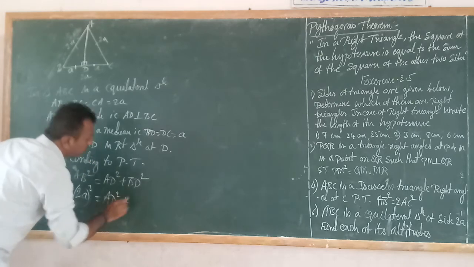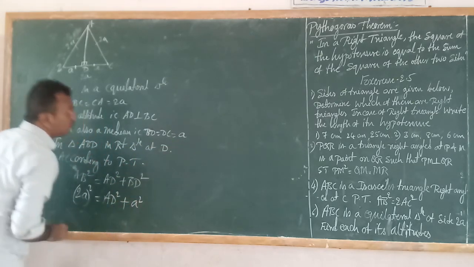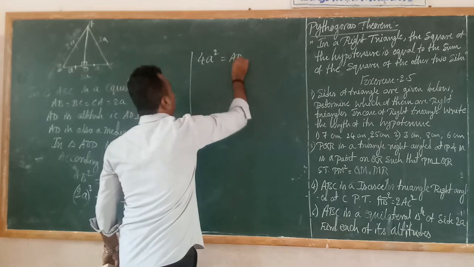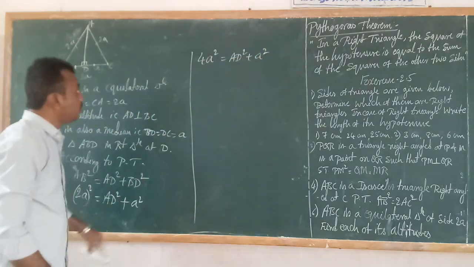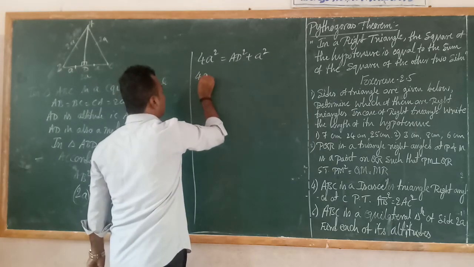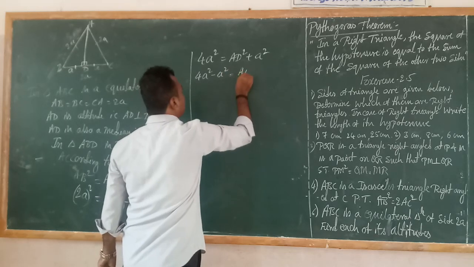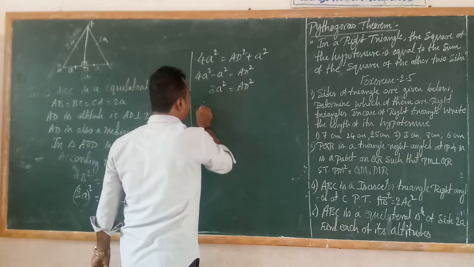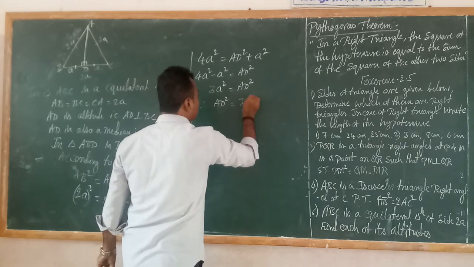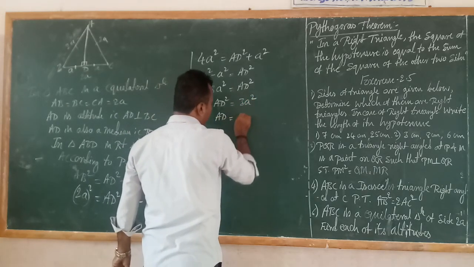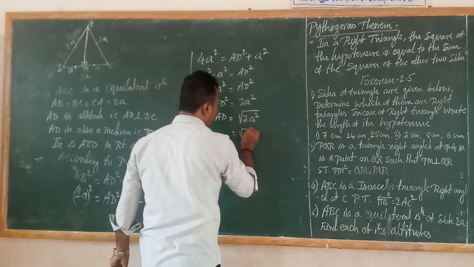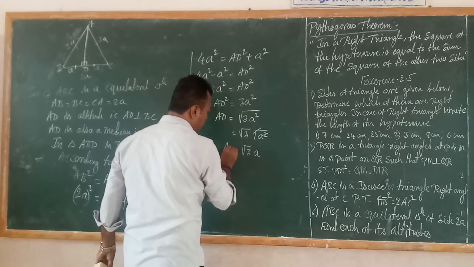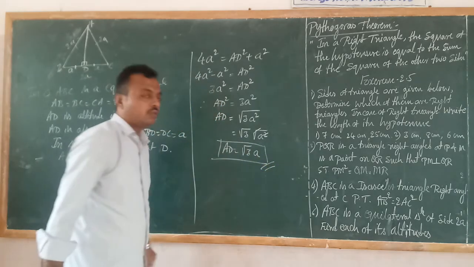We have to calculate AD. First of all, BD length is A, therefore A square. Now 2A whole square means 4A square. It is equal to AD square plus A square. So you have to send A square here: 4A square minus A square, this is 3A square, equal to AD square. Therefore, AD square is equal to 3A square. So AD is equal to the square root of 3A square. The square root applies to 3 and also A square, the square and square root get cancelled, remaining root 3 A. This is the length of the altitude. Therefore, AD is equal to root 3 A units.